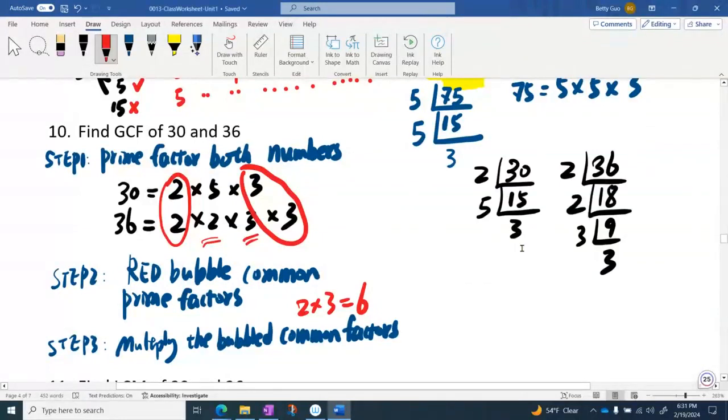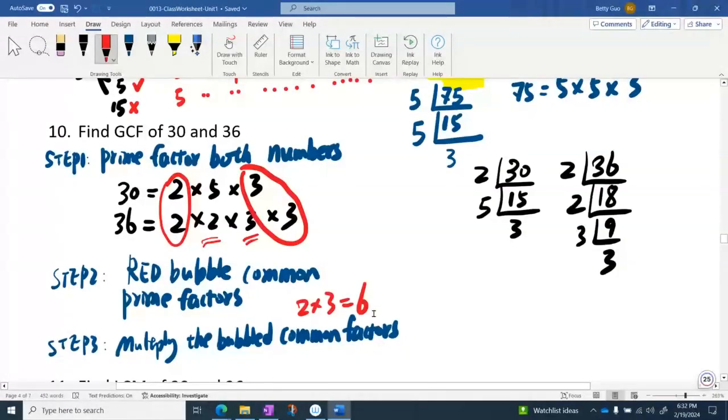6 goes into 30 5 times. 6 is a factor of 30, goes into 30 5 times. 6 is a factor of 36, goes into 36 6 times. And 6 is the biggest common factor of the two numbers. You are not able to find a bigger number than 6 that could go into 30 and 36 both. A common mistake is to see 3 as a GCF because 3 is bigger than 2, which is incorrect. 6 is the biggest common factor.